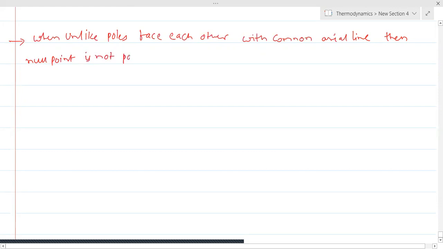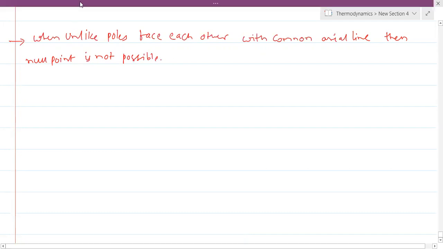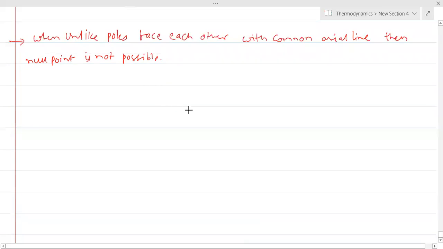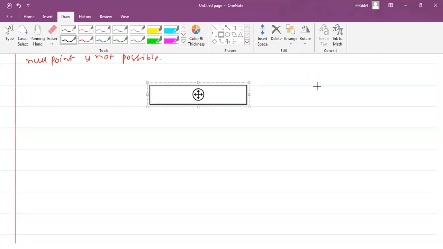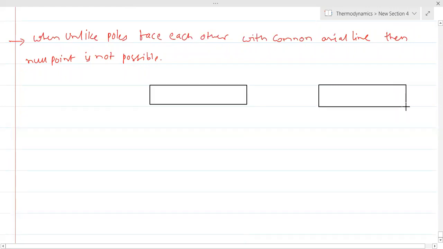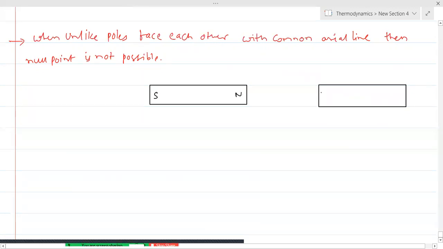Then the null point is not positive. So now we are taking two bar magnets. Suppose this is a bar magnet, and we are taking one more bar magnet. They have a common axial line, but their unlike poles are in contact. So suppose this is the first magnet and this is the second magnet.